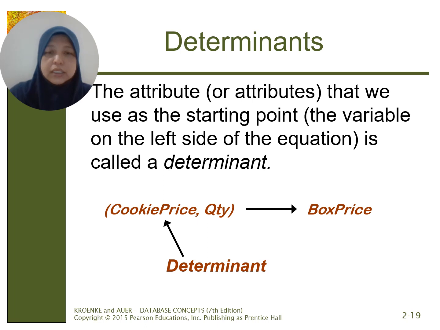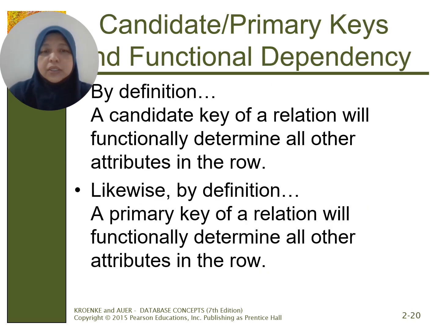The attribute that we use as the starting point on the left side of the equation is called a determinant. So the quantity is the determinant for the box price. By definition, a candidate key of a relation will functionally determine all other attributes.